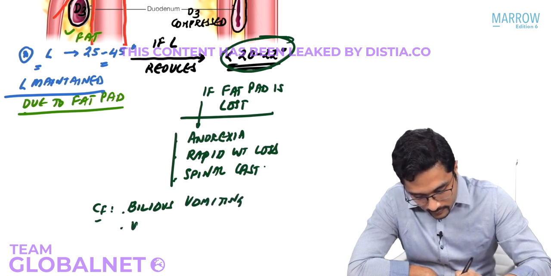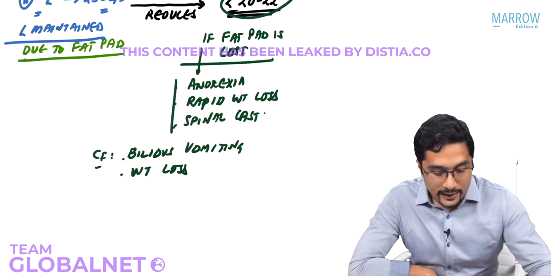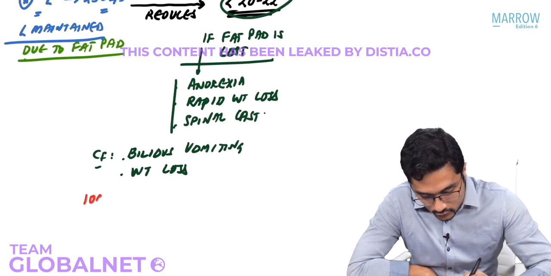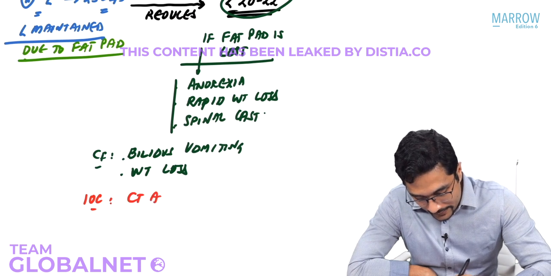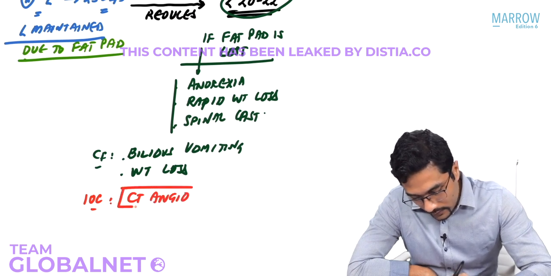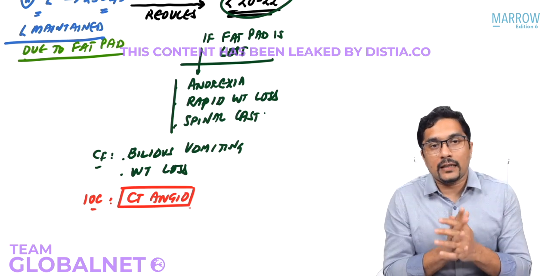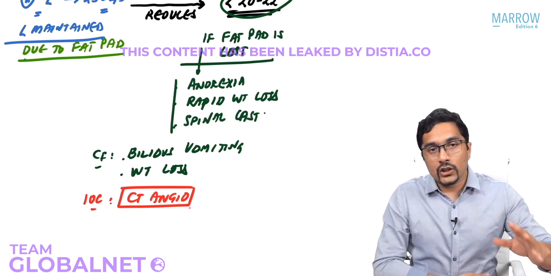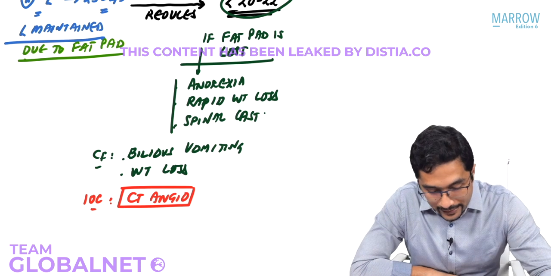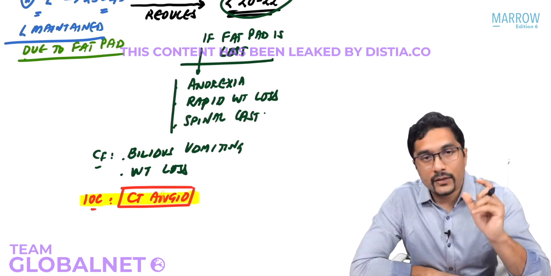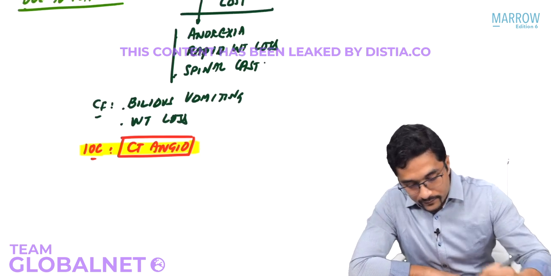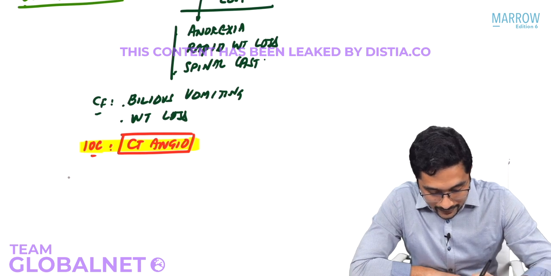There would be weight loss in these patients. And the investigation of choice would be CT angiography. When you do a CECT, you'll know that there is duodenal obstruction, and when you do the CT angio, that's when you'll get to know that the angle is compromised or has become narrow. Now, how do we manage these patients?